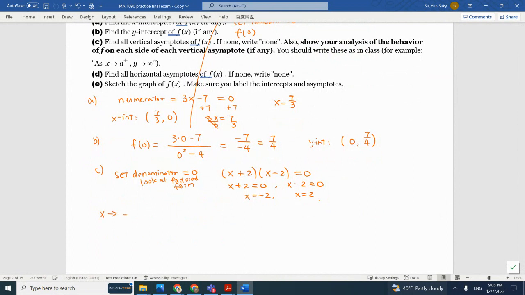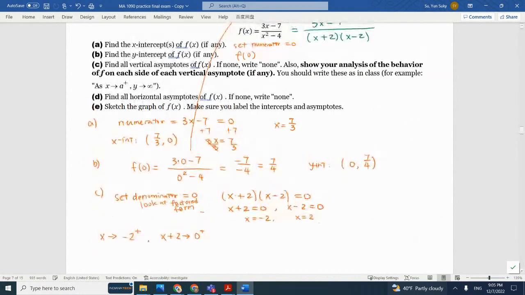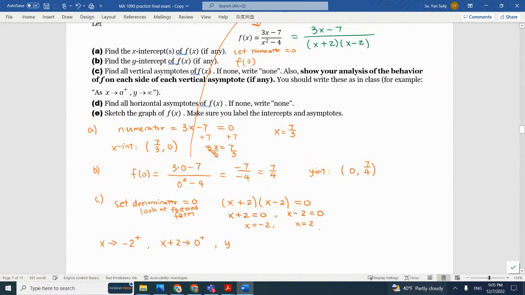So when x goes to -2 from the right, -2 corresponds to the factor x plus 2. So x plus 2 goes to 0 plus. Now you plug in the factored form: 3x minus 7, with x being -2, over x plus 2 which is 0 plus, times x minus 2, which is -2 minus 2. Here you see the numerator is a negative number, and the denominator is 0 plus times a negative number.